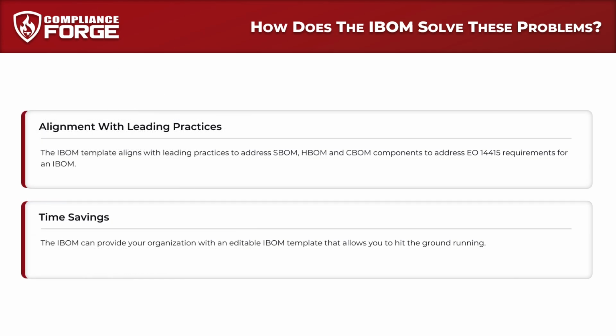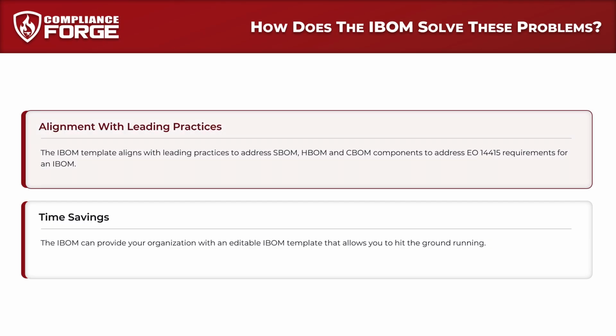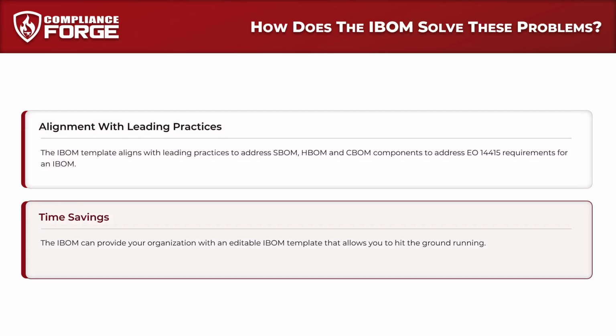The IBOM addresses each challenge with specific, measurable outcomes. The first is alignment with leading practices. The template aligns with leading practices to address software, hardware, and cryptographic bill of materials components, to address the executive order's requirements for an IBOM. And the second is time savings. The IBOM provides your organization with an editable template that allows you to hit the ground running.